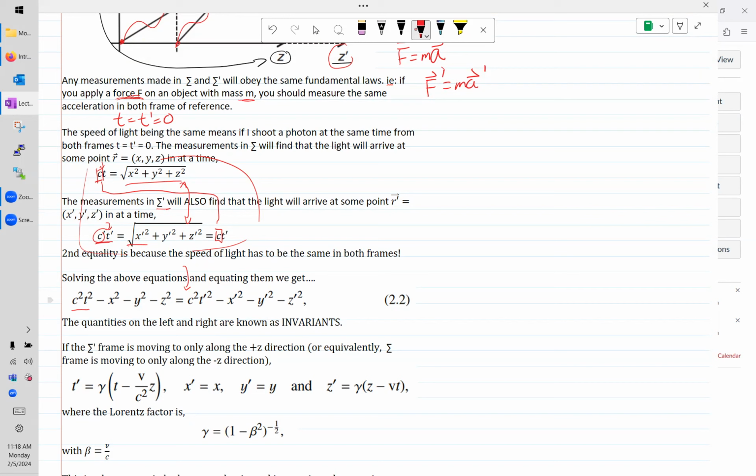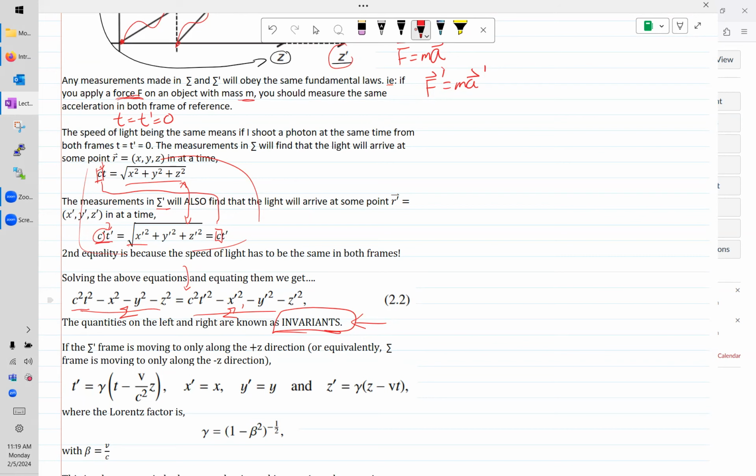The stuff on the left and right-hand side here are known as invariants. The reason they are invariant is that when I go from coordinate system sigma to coordinate system prime, the equations are actually the same. Whatever you add, the equations look different, because one has prime and the other one doesn't.